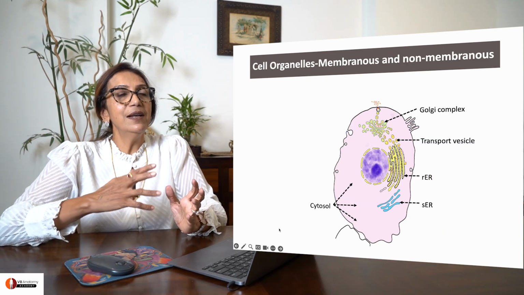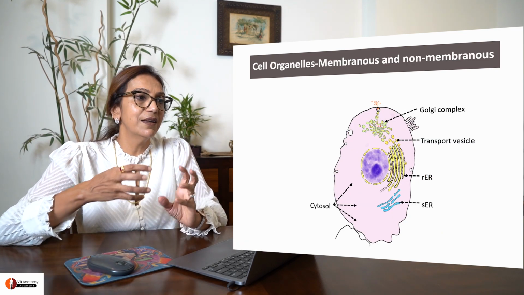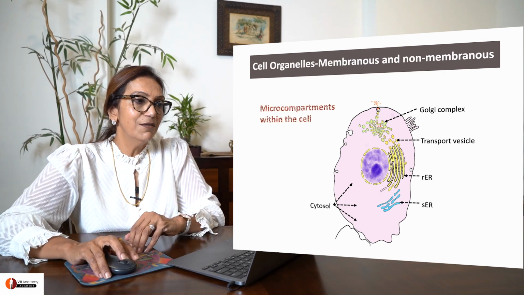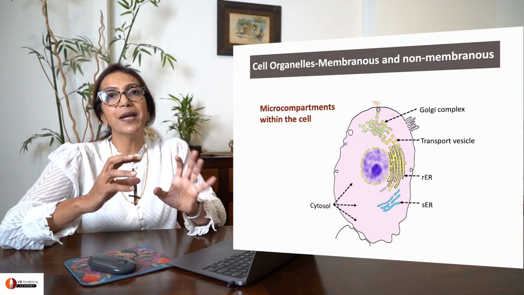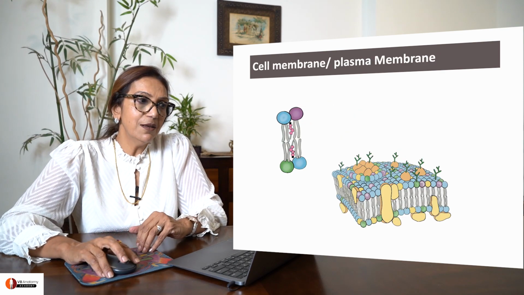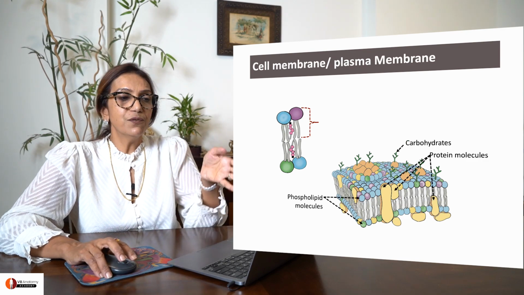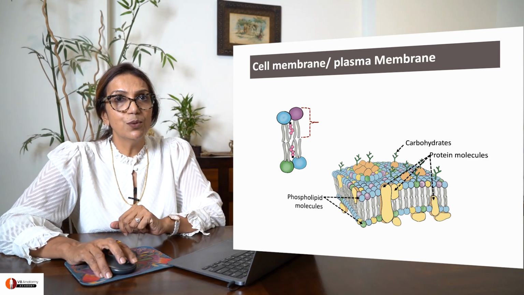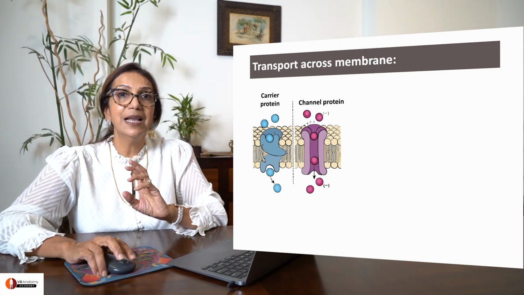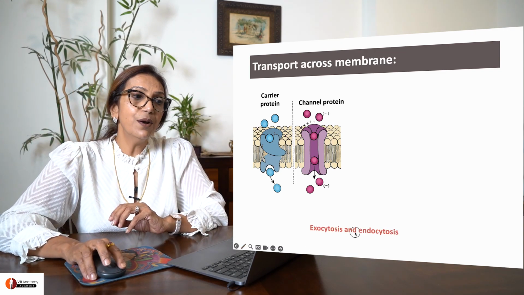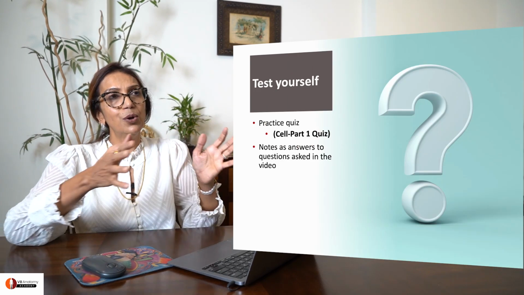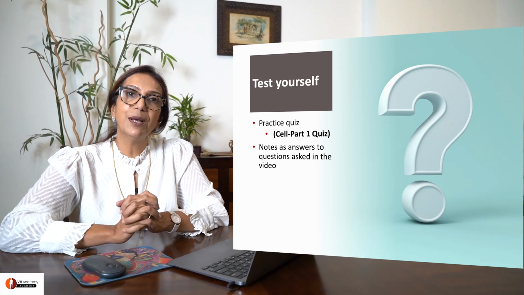Then I will discuss with you how the cell organelles are divided into membranous and non-membranous, which help to divide the cell into microcompartments. We will go on to talk about the plasma membrane, which is made up of phospholipids, carbohydrates, and proteins, and how they control the entry of material into the cell, as in endocytosis, or outside the cell, as in exocytosis. Throughout all this, I will be using a lot of images to help you understand.